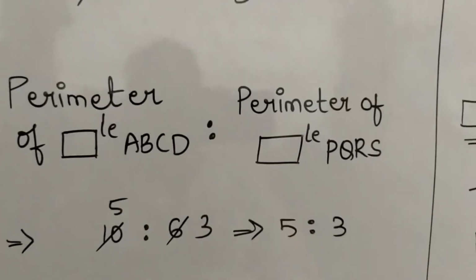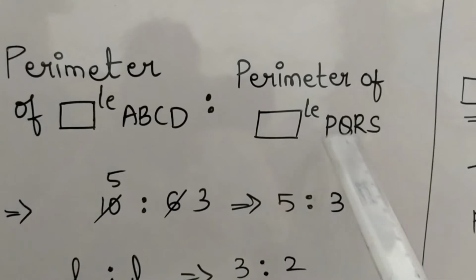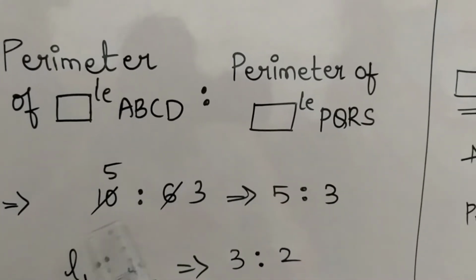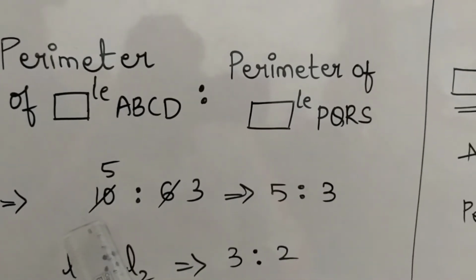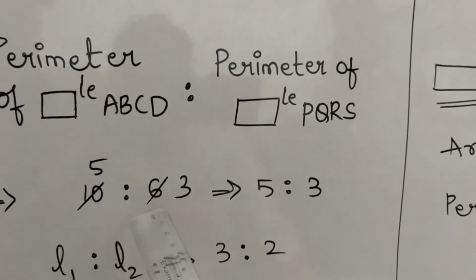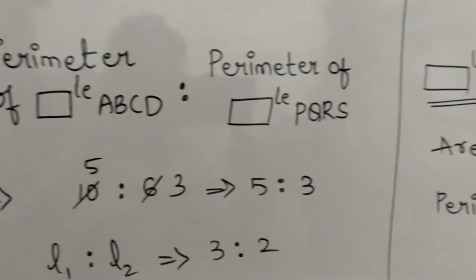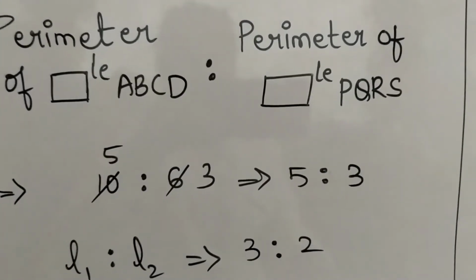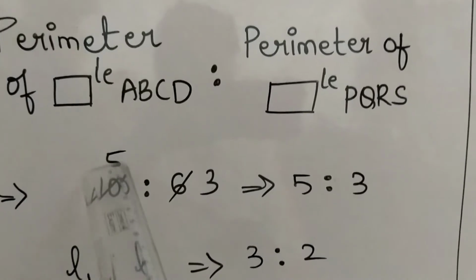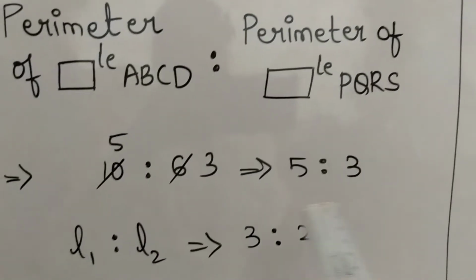Now compare the perimeter of rectangle ABCD to the perimeter of rectangle PQRS. Perimeter of rectangle ABCD is 10 and perimeter of rectangle PQRS is 6. Now cancel them: 2 fives and 2 threes. It gives 5 is to 3, students.